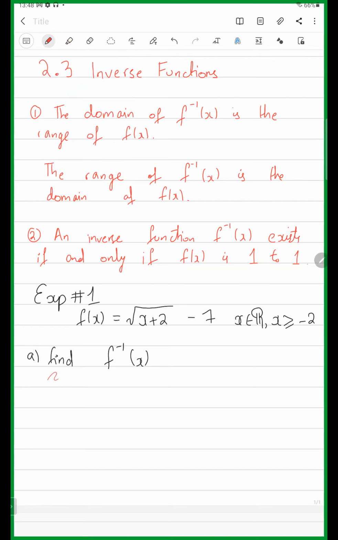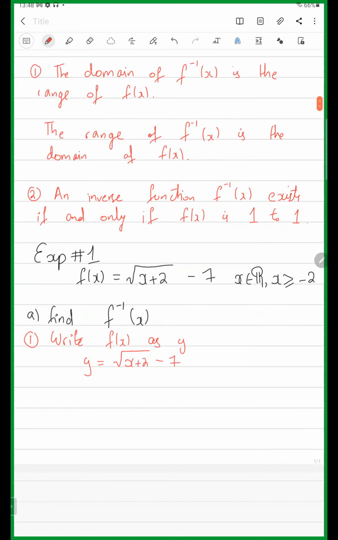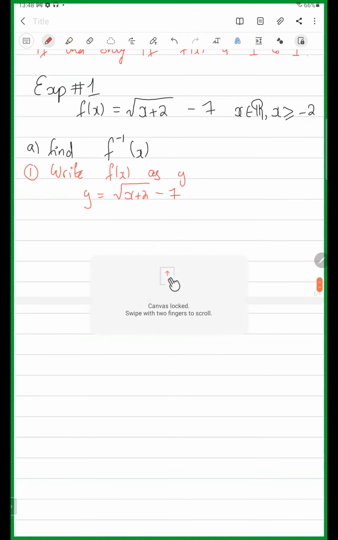So, step number one, we have f of x equals root x plus 2 minus 7. Step one says, write f of x as y. So we can write it down as y equals root x plus 2 minus 7. This is the first step, okay? All right. The second step says, it's step 2. It says interchange x and y.